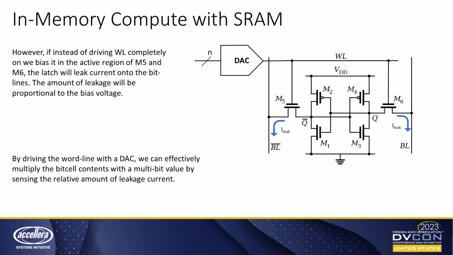Note that if the content of the bit cell is a 0, the current will actually be flowing into the bit cell from the bit line. And if it's a 1 stored in the latch, the current will be flowing out of it.